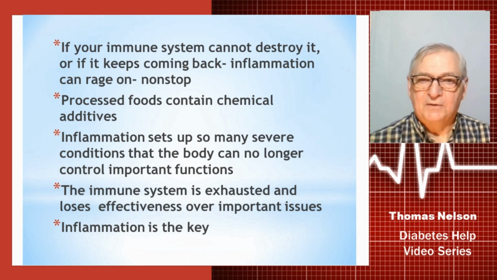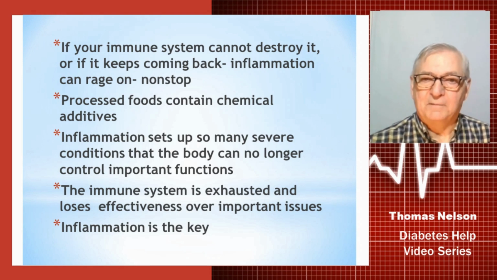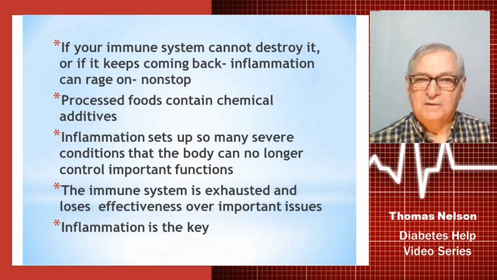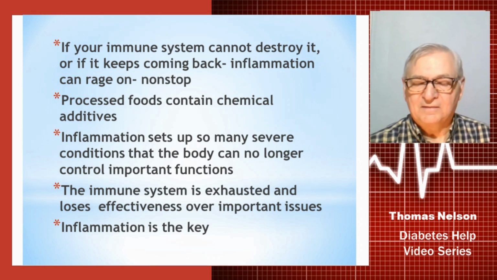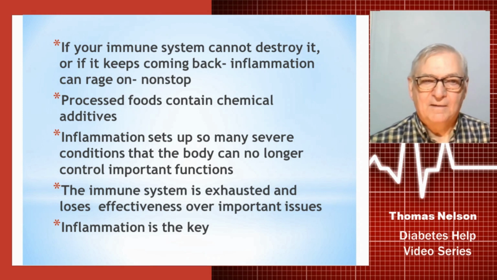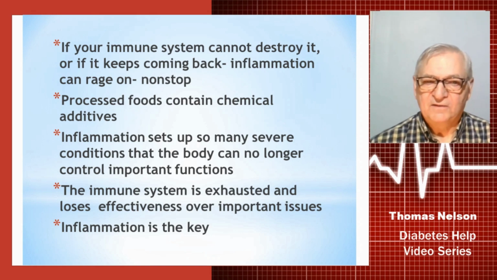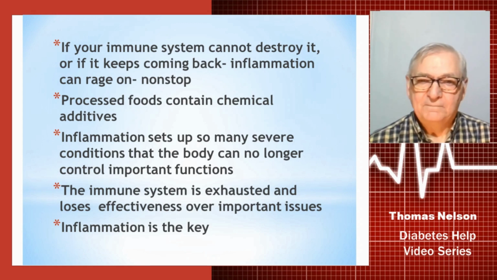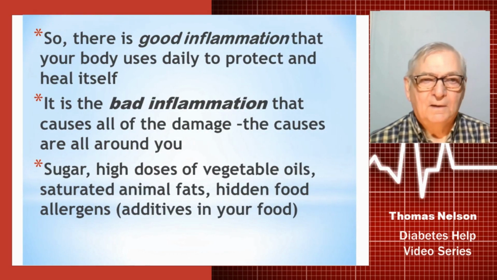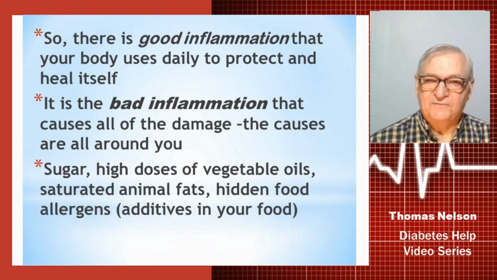For example, your blood sugar. And there's many others. You'll look for videos on homeostasis, which will describe much of that. So the immune system is going to become exhausted, and it's going to lose effectiveness over important issues in your body. So inflammation is the key.